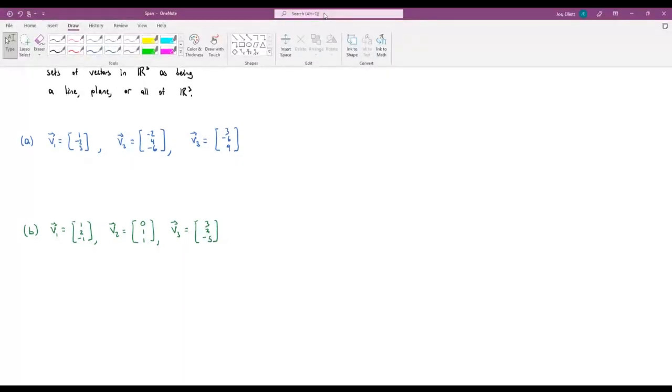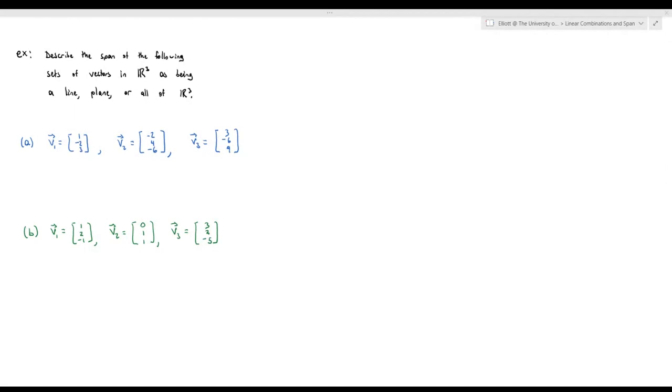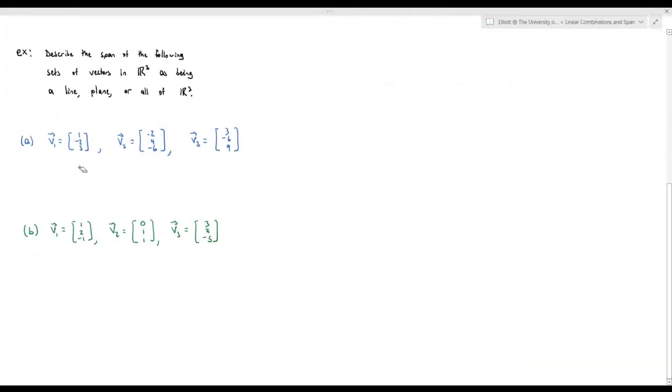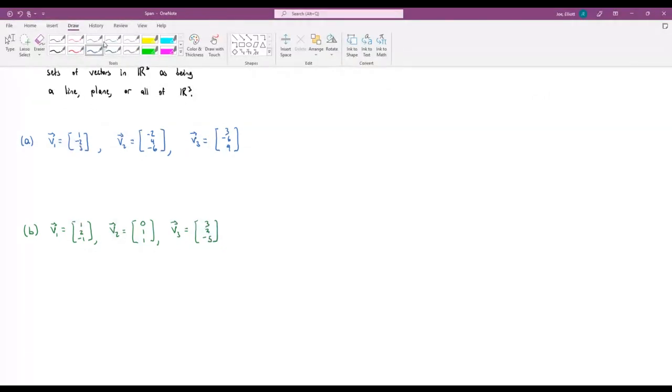But what we have here is a set of three vectors in R3. Okay. And the question is asking us to describe what the span of the three vectors is. So is the span of the three vectors a line in R3, or maybe a plane in R3, or maybe it is all of R3. Okay. So just looking at part A, I think this one is pretty simple. So when you guys look at these three vectors, what do you think their span would be?